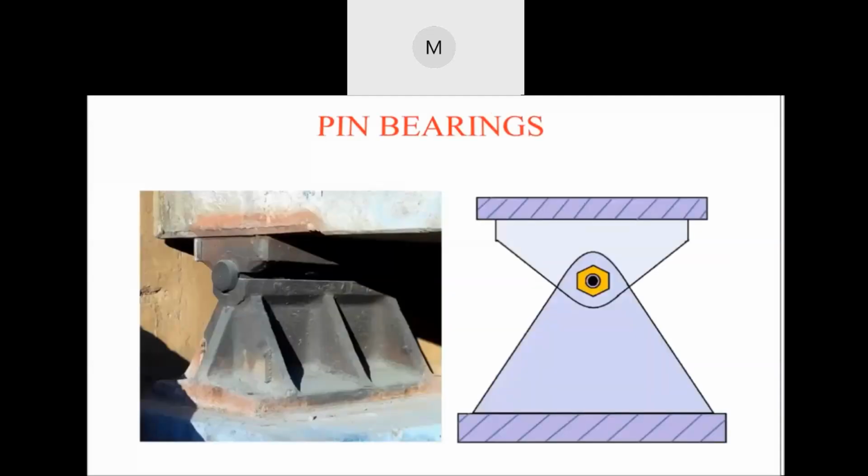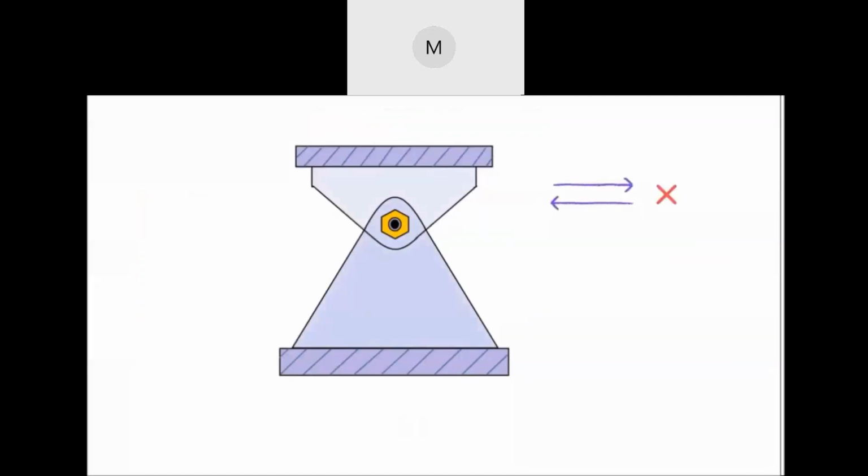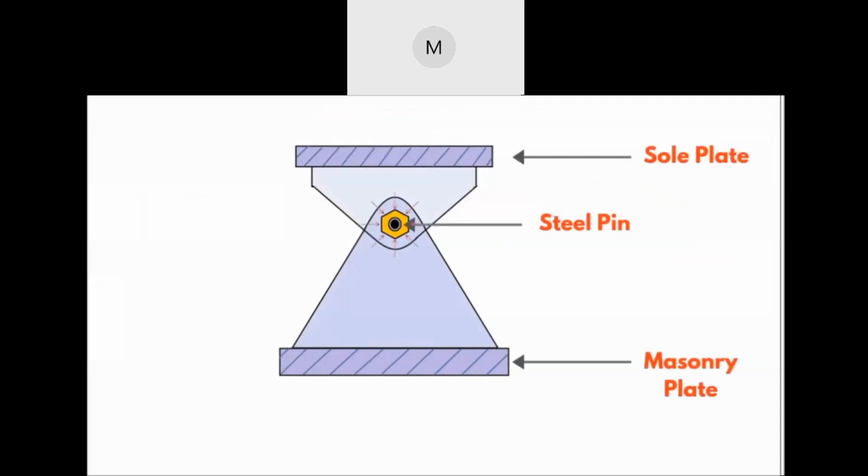Pin bearings are one of the oldest types of bearings, and permit rotational movement and prevent translational movement. The pin transfers the forces by rotation from the sole plate, which is attached to the superstructure, to the masonry plate, which is attached to the substructure. These plates are usually anchored by bolting to the substructure, which resists the translational movement.